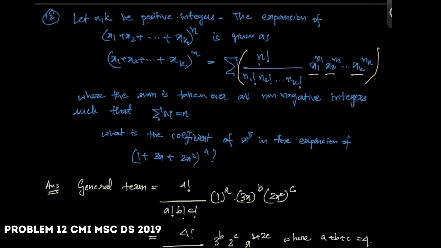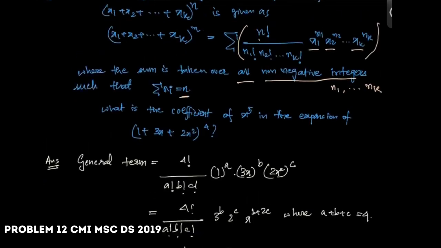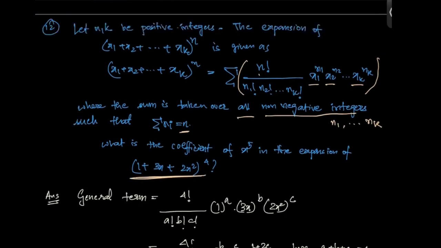The catch is that the sum is taken over all non-negative integers n1 to nk such that the sum of these non-negative integers is n. So we have to compute the coefficient of x to the power 5 in the expansion of this. We understand that this expression is the general term in this expansion.